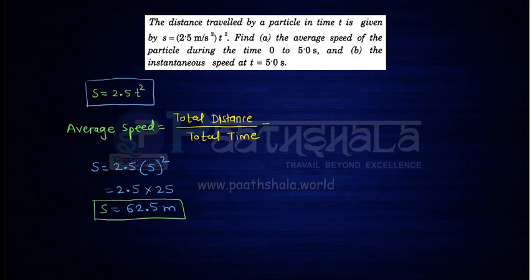So let's substitute the values in the formula. The total distance is 62.5 meter upon total time, which is 5 seconds. So 62.5 upon 5 is nothing but 12.5 meter per second. So average speed is 12.5 meter per second.